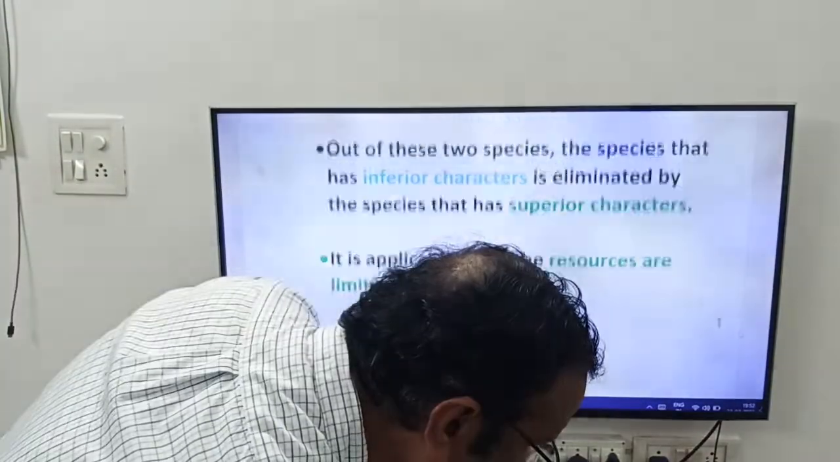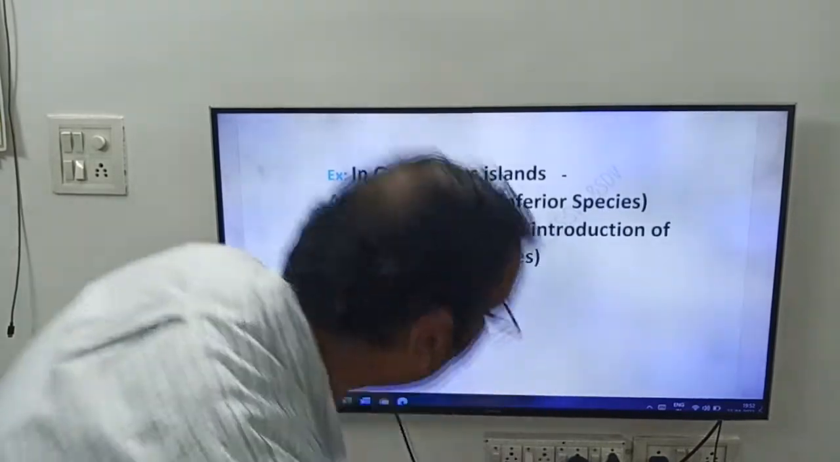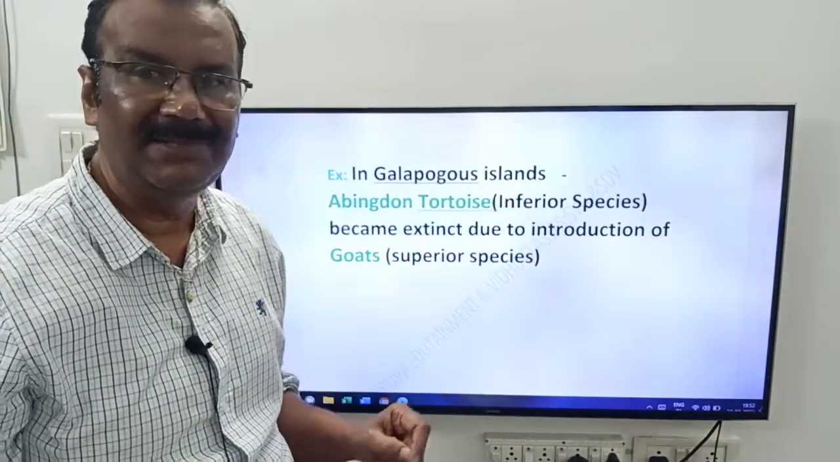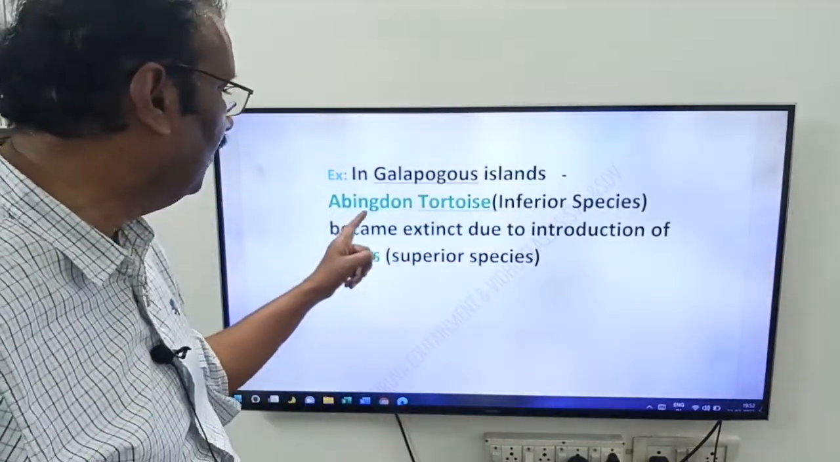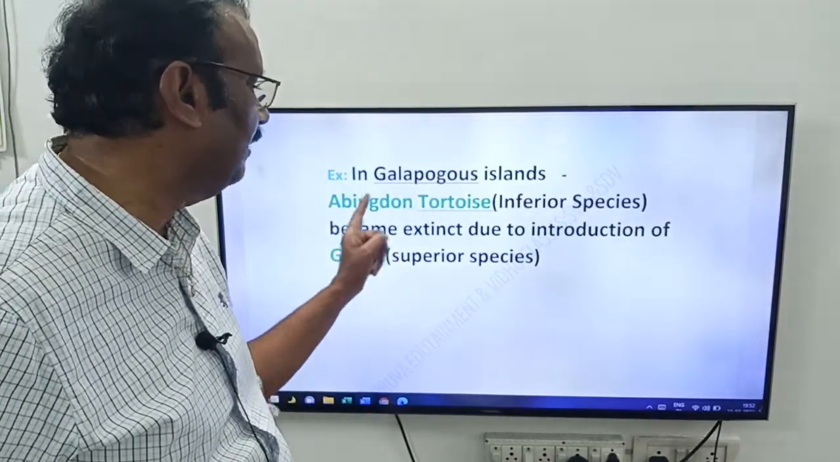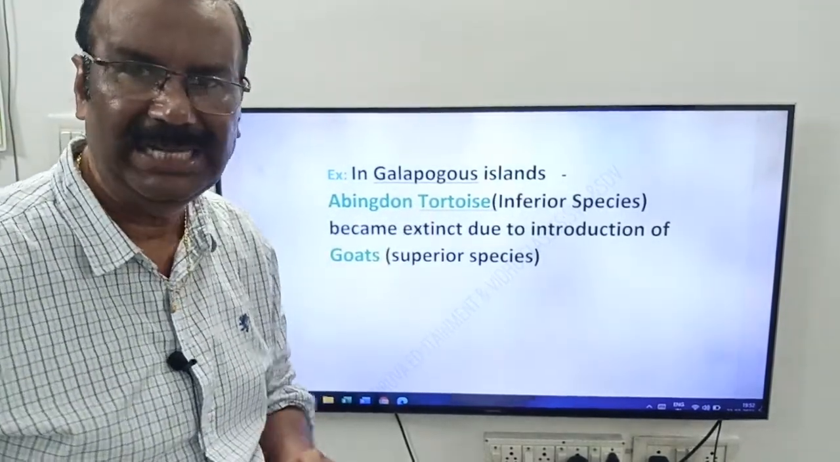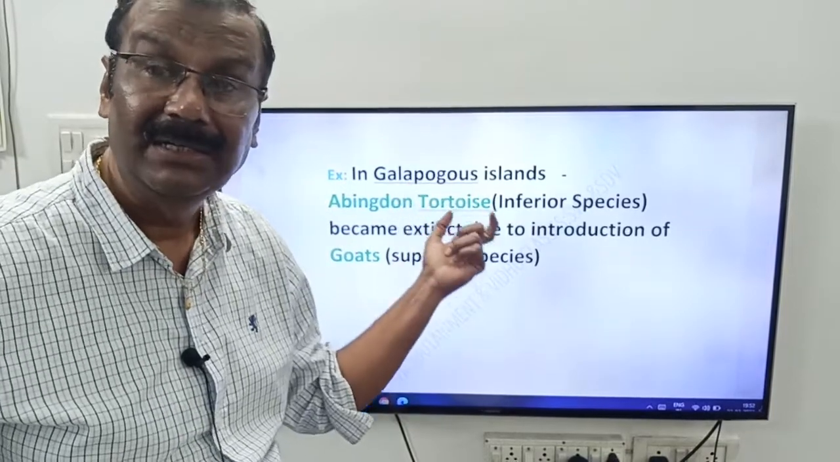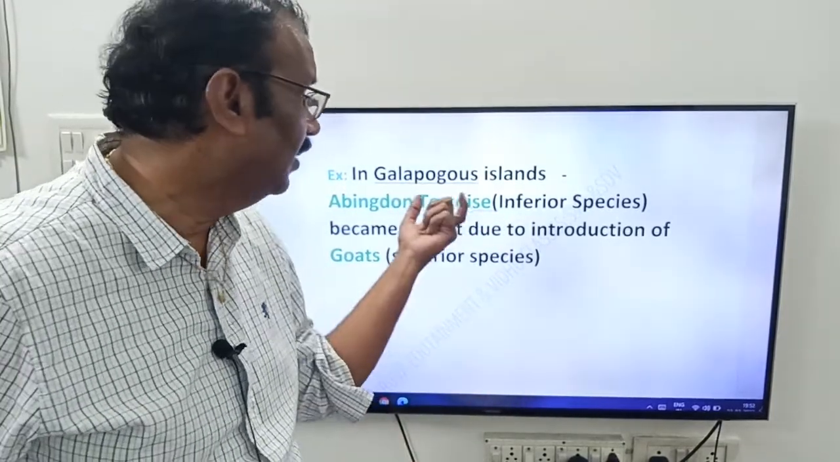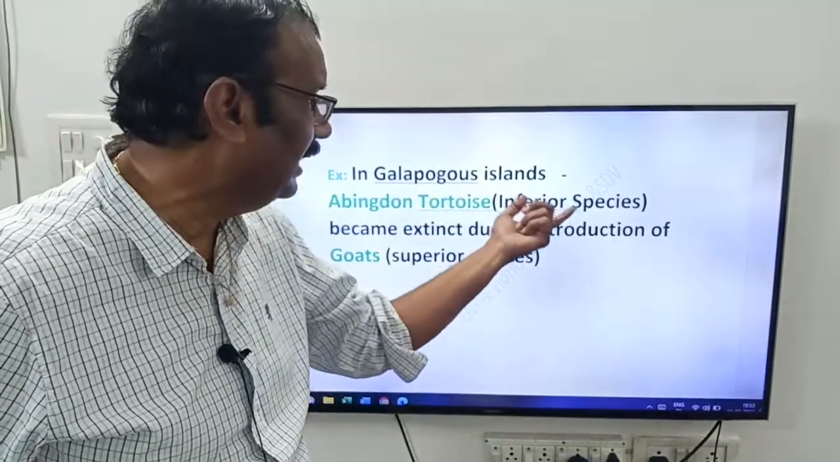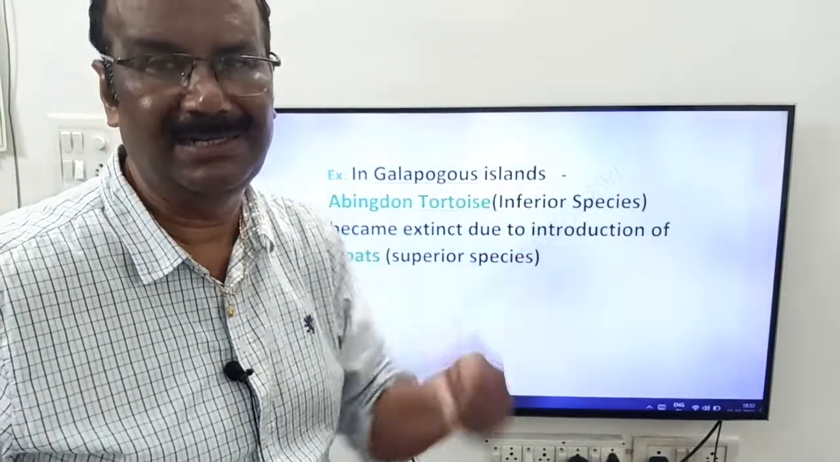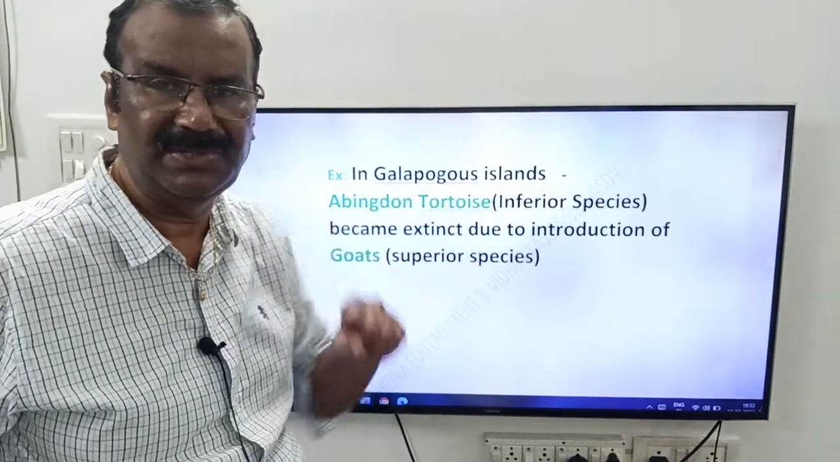Now see, friends, the example. Very, very important. In the Galapagos Islands, we have a tortoise, the Abingdon tortoise. Actually, it is native to the Galapagos Islands. The Abingdon tortoise has inferior characters, so we call it the inferior species.